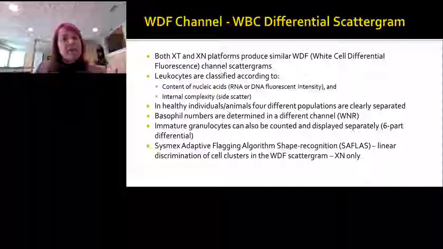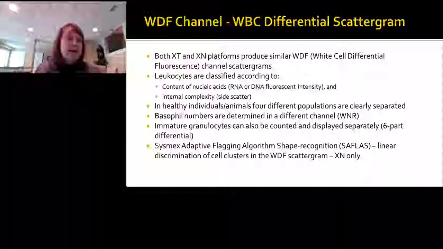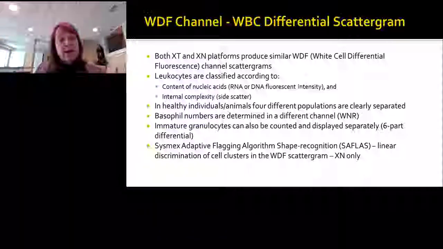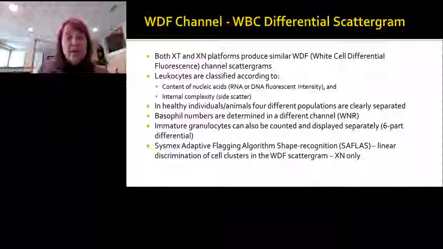So in essence, we can actually also determine immature granulocytes, which can give us a 6-part differential. A difference in the XN technology is a change in algorithms. This change in algorithms, abbreviated SAFLAS, or Seismic Adaptive Flagging Algorithm Shape Recognition, actually incorporates a linear discrimination of cell clusters, allowing a better differentiation between the 4 normal populations in the WBC differential.